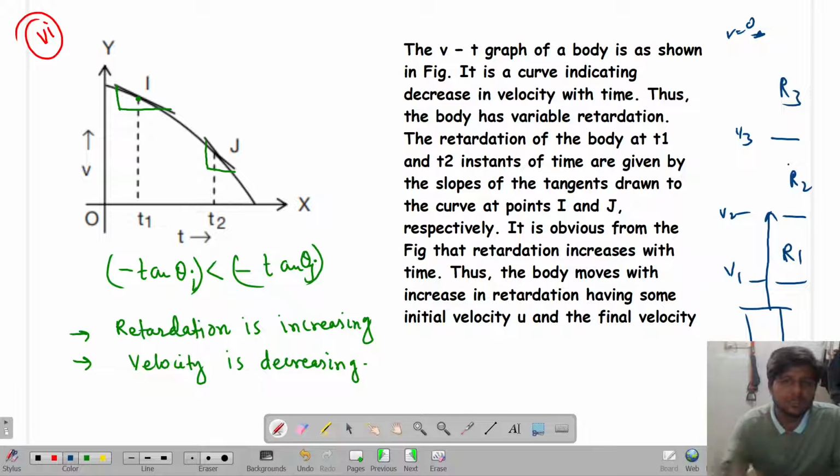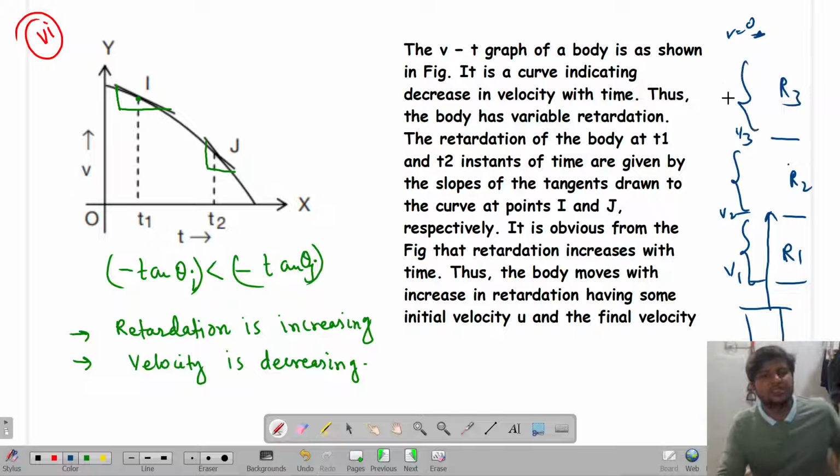When the velocity is still decreasing, in the first gap the velocity decrease will be very small. In the second gap the velocity decrease will be a little bit bigger. In the third gap the velocity decrease becomes very prominent. Okay, so these are the examples. A lift going upwards is an example of the increasing retardation case. Understood or not? Tell me yes or no.